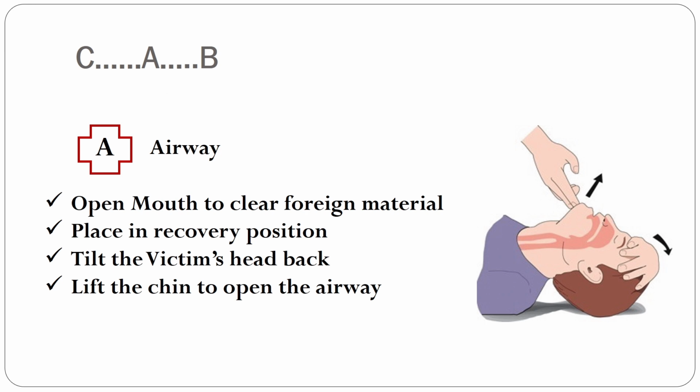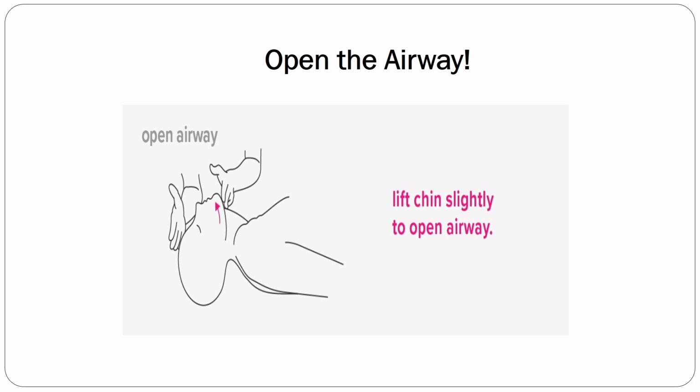With one hand you push the forehead of the patient, this will tilt the head back. Lift the chin, this is the second one, lift the chin to open the airway. So, this is the way you have to open the airway. This is again shown, lift the chin slightly to open the airway. This will prevent the tongue in the patient's mouth from falling back and obstructing the breathing pipe, the airway.